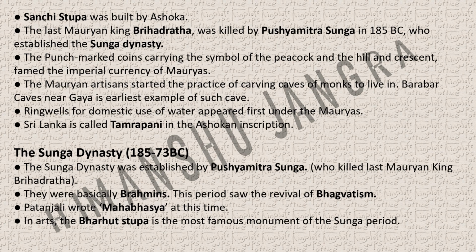The Sunga dynasty, 185-73 BC. The Sunga dynasty was established by Pushyamitra Sunga, who killed the last Mauryan king Brihadratha. They were basically Brahmins. This period saw the revival of Bhagavatism. Patanjali wrote Mahabhashya at this time. In arts, the Bharhut Stupa is the most famous monument of the Sunga period.